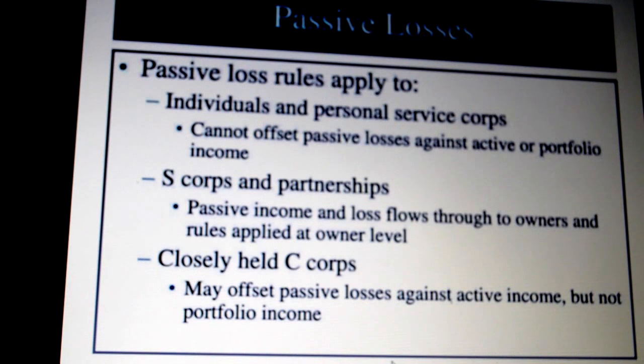Passive losses. The passive loss rules apply to individual taxpayers and to closely held C corporations and personal service corporations. For S corporations and partnerships, passive income or loss flows through to the owners, and the passive loss rules are applied at the owner level. The passive loss rules are applied to closely held C corporations and to PSCs to prevent taxpayers from incorporating to avoid the passive loss limitations.